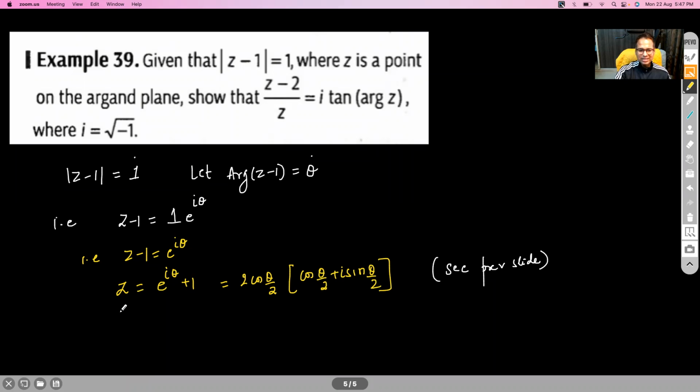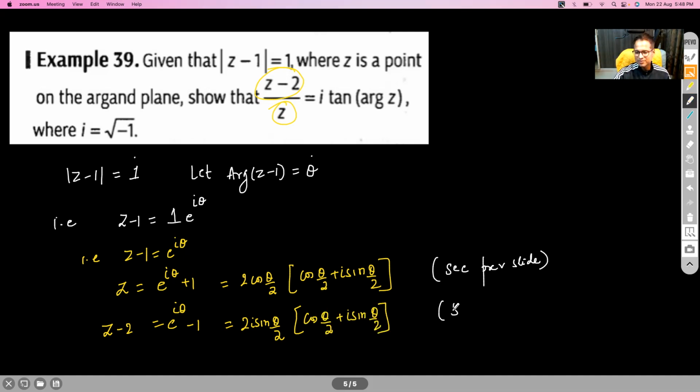Right. Now, if this is z, what is z minus 2? Because I need a z minus 2 in the expression also, right? I need a z that I've already got, and I need a z minus 2 also. So what is z minus 2? You'll say e to the power i theta minus 1. Correct? And this expression we have just seen in the previous slide: it was 2i sin(theta/2) times (cos(theta/2) + i sin(theta/2)). Okay, this also, see the previous slide.